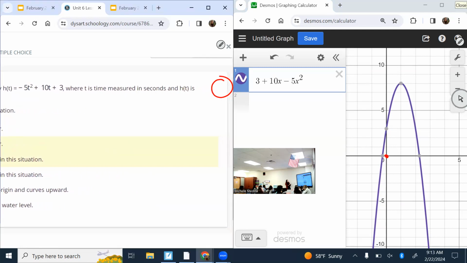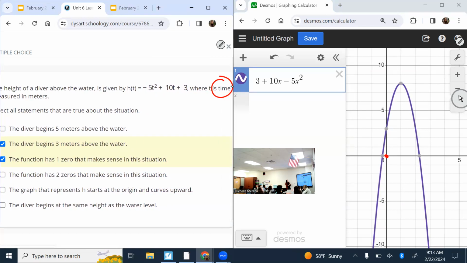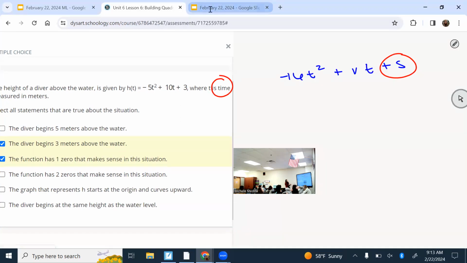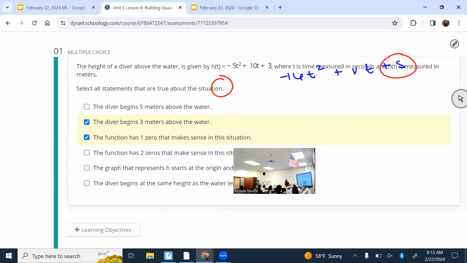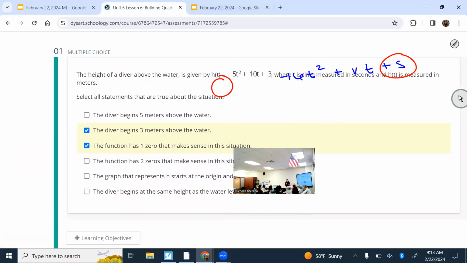The diver begins at the same height as the water level. Do you guys agree with that? Where's my water at? What part of the graph? So the diver was 3 meters above based on this y-intercept. The water level is my x-axis, so they didn't start at the water level. Plus, also like a diver probably is jumping off the diving board, so you wouldn't pick that one. Not at the same height as the water. Okay, questions on that? Only those two. Other questions at all?